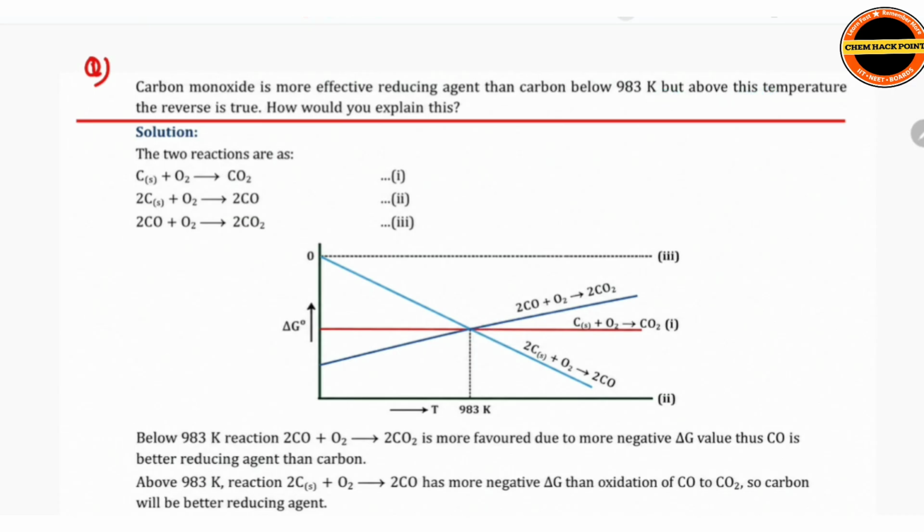But above this temperature, in this particular zone, the carbon graph is below and the carbon monoxide graph is above. That's why carbon is the best reducing agent under high temperature, and at lower temperature, carbon monoxide. That's why in some cases we use carbon monoxide as reducing agent, in some cases carbon. So higher temperature carbon, lower temperature carbon monoxide. That's what is linked with metallurgy till now, whatever we discussed.